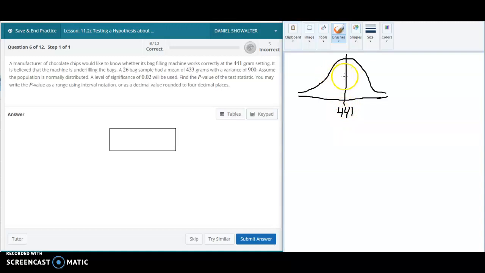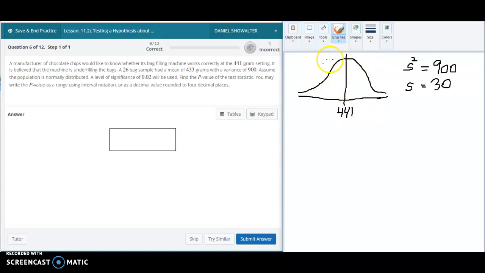The standard deviation of this distribution would be the population standard deviation. So let me get that really quickly. We have s squared equals 900, which means that s itself, the standard deviation, should be 30. That's the sample standard deviation. We don't know what sigma is. We don't know what the population standard deviation is.